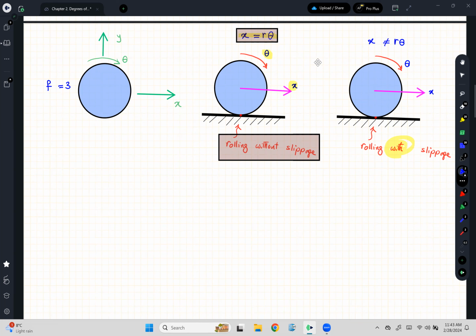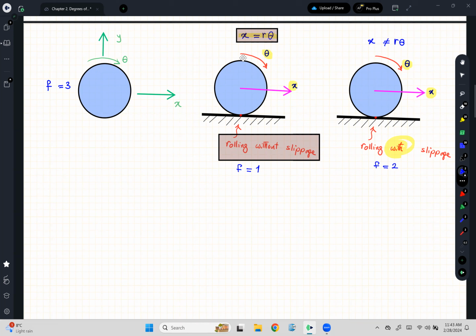So now let's get to our idea of freedom. In scenario number 1, we say the freedom of this system is just 1, because one piece of information is good enough to learn about this system. Either if I know X or if I know theta, I can learn more about this system. But here, I need both X and theta at the same time. So the freedom of this system is 2.